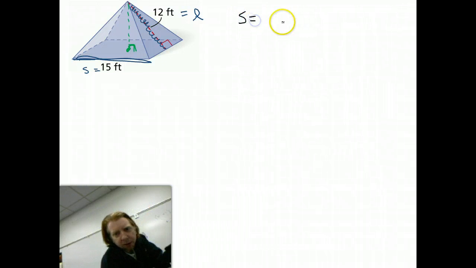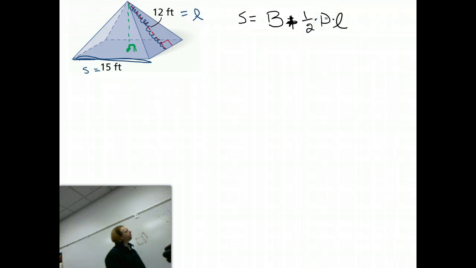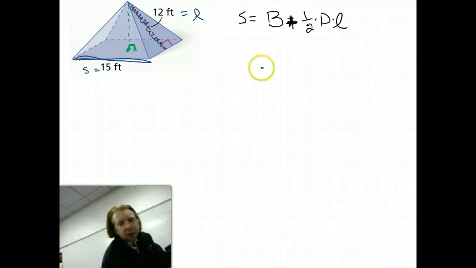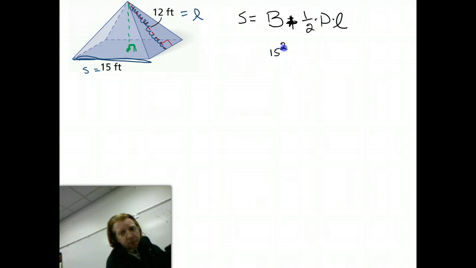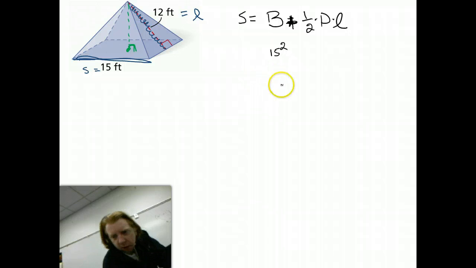So when we go to find the surface area, the formula is that there's one base in my pyramid plus half perimeter times slant. So let's see. It's a square pyramid, so the base is going to be 15 squared, which is, I want to say 225, but I don't want to be wrong. Okay, 225 square feet.